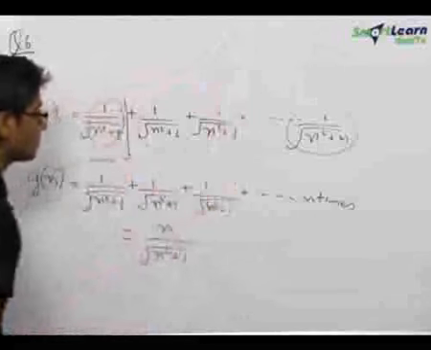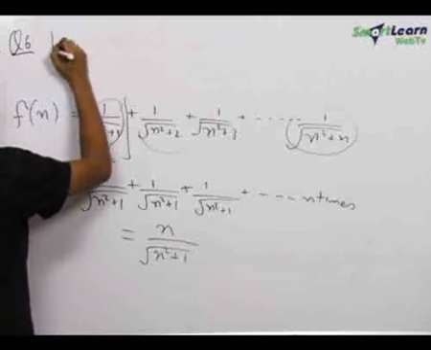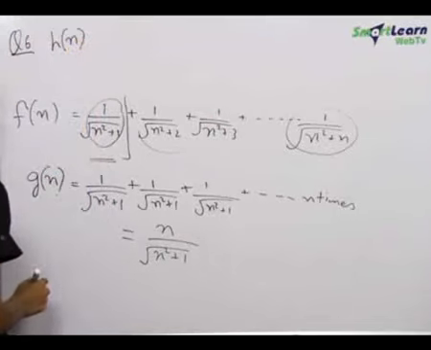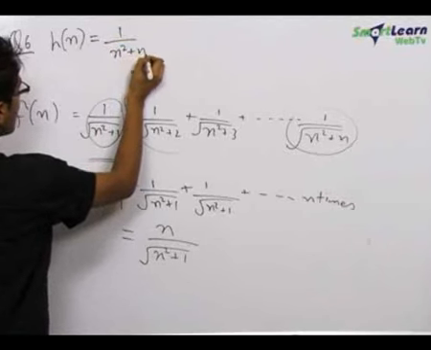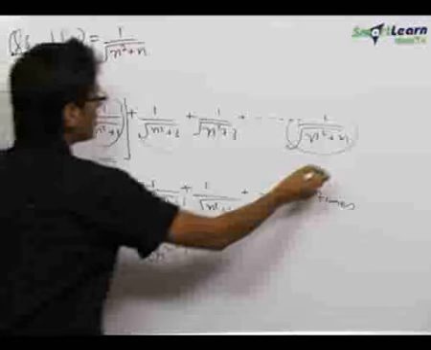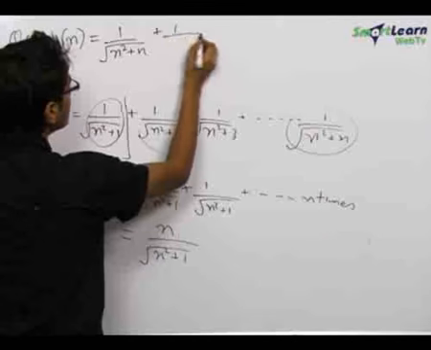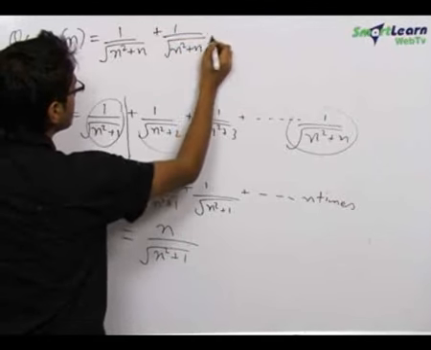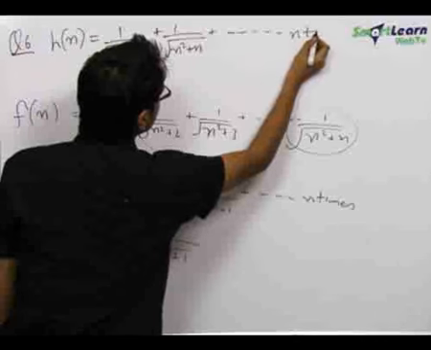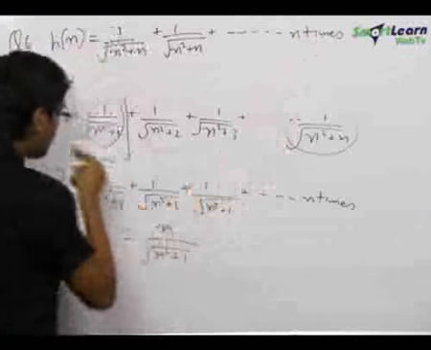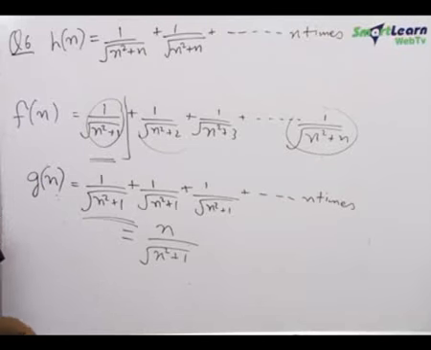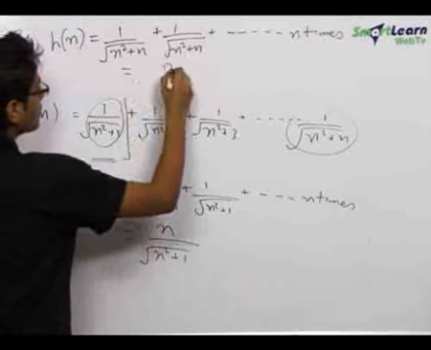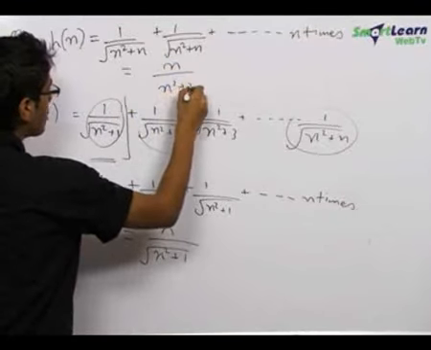Now we again consider h of n, another function, and take it as 1 upon under root n square plus n, which is the last term, plus 1 upon under root n square plus n, n times. In the similar way, as we took 1 upon under root n square plus 1 n times in g of n. Now this becomes n upon under root n square plus n.